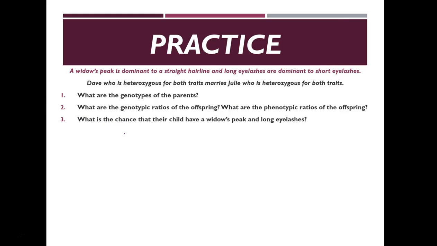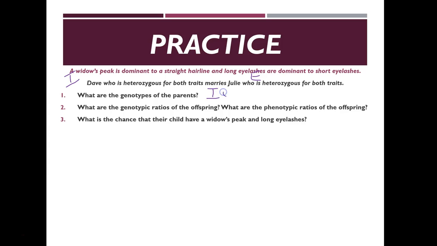All right, let's do another one. So widow's peak is dominant to a straight hairline, and long eyelashes are dominant to short eyelashes. So for widow's peak, we're going to choose I because W is one of those tricky letters. And then for eyelashes, we're going to do E. Okay, so Dave, who is heterozygous for both traits, marries Julie, who is heterozygous for both traits.